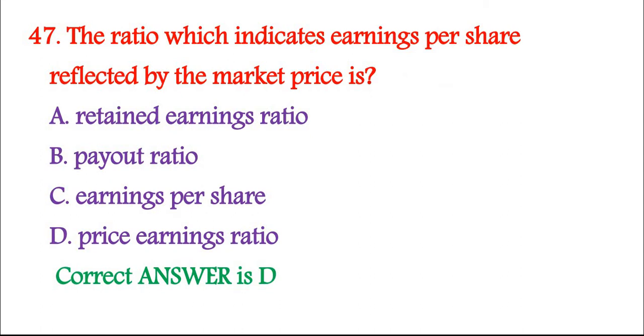47. The ratio which indicates earnings per share reflected by the market price is: A. Retained earnings ratio. B. Payout ratio. C. Earnings per share. D. Price earnings ratio. Correct answer is D.